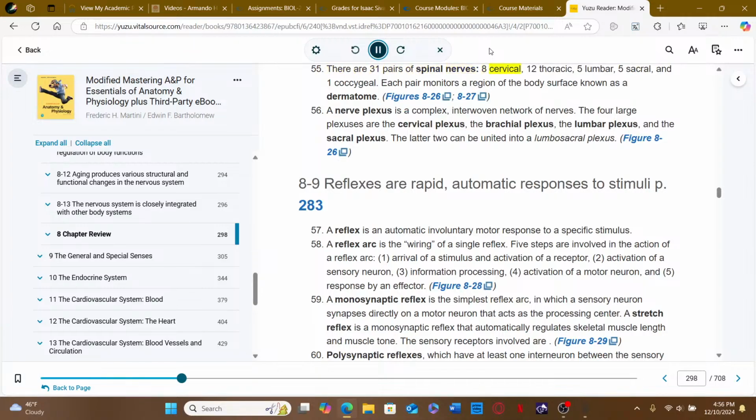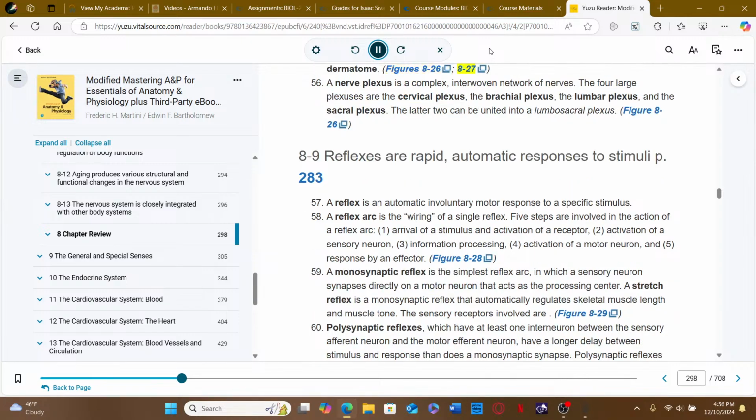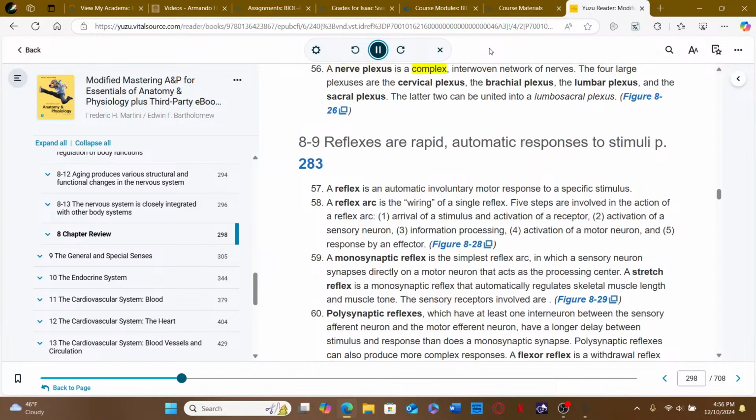There are 31 pairs of spinal nerves: 8 cervical, 12 thoracic, 5 lumbar, 5 sacral, and 1 coccygeal. Each pair monitors a region of the body surface known as a dermatome. Figures 8-26, 8-27. A nerve plexus is a complex, interwoven network of nerves. The 4 large plexuses are the cervical plexus, the brachial plexus, the lumbar plexus, and the sacral plexus. The latter 2 can be united into a lumbosacral plexus.